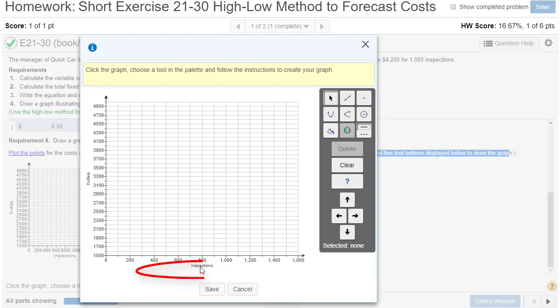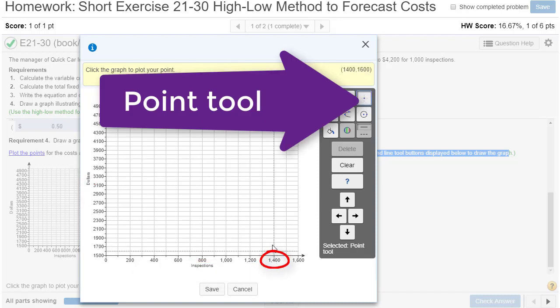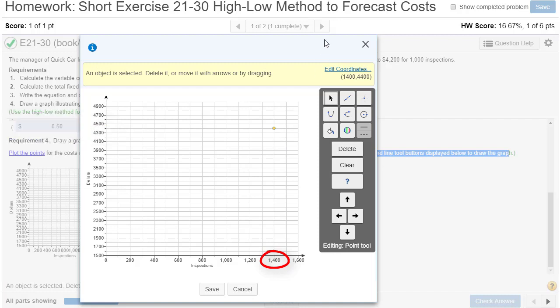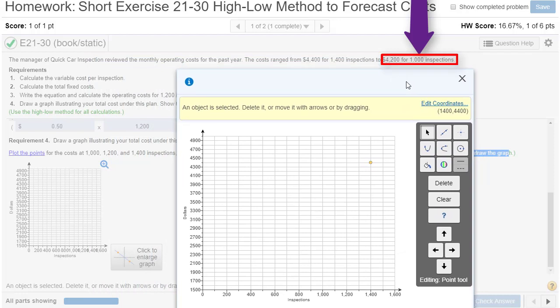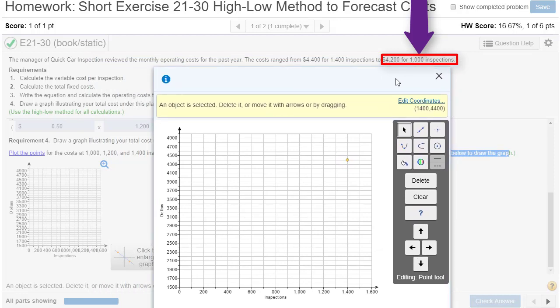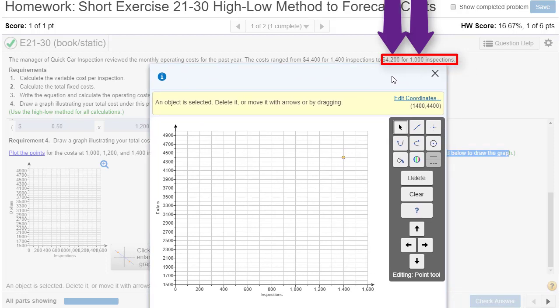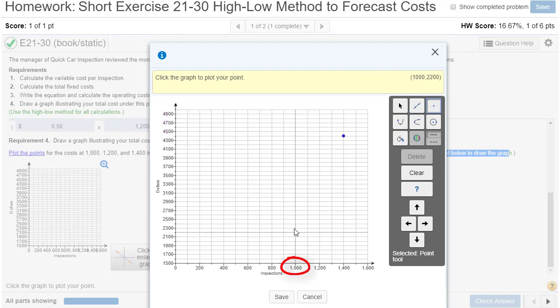So I'm going to find 1,400 inspections. Notice here's the inspections and here's the dollars. First of all, I need to click this point tool. So 1,400 inspections and go up to $4,400. And then click. Okay. Our next level of inspections is 1,000 inspections at $4,200. So click the point tool again. You find 1,000 inspections.